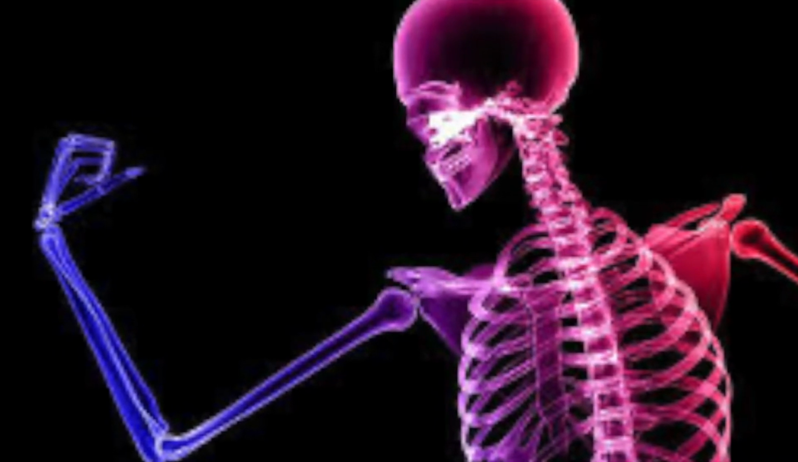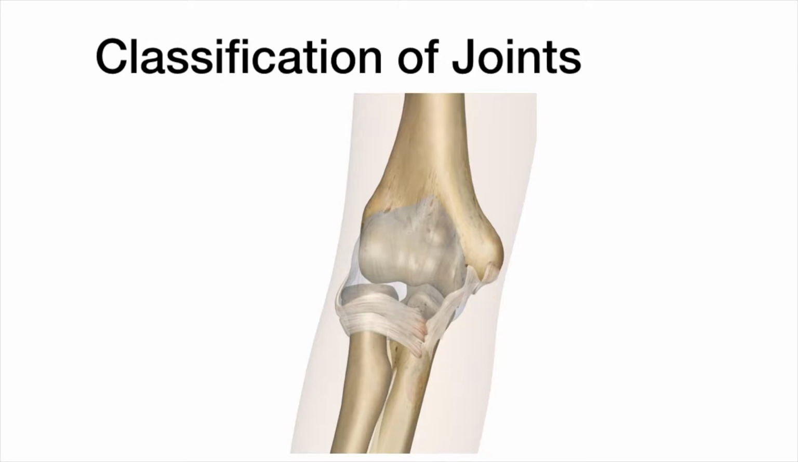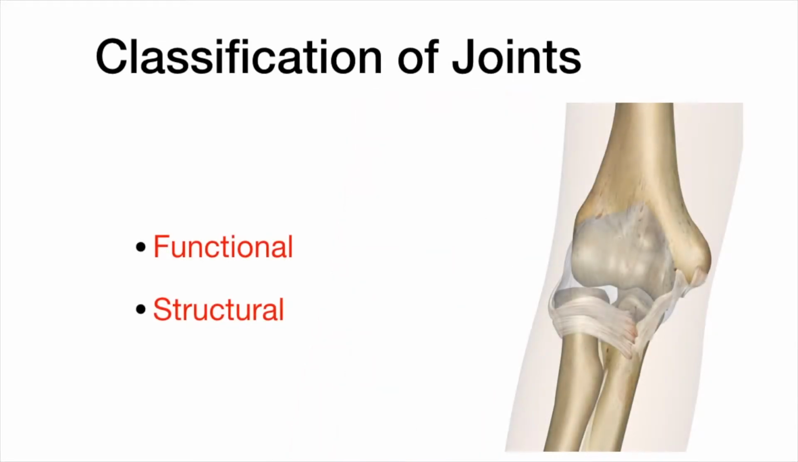Bones are too rigid to bend without being damaged, so flexible connective tissues form joints between two bones that hold them together and allow all body movements to occur. We can classify joints either by their structure or by their function.